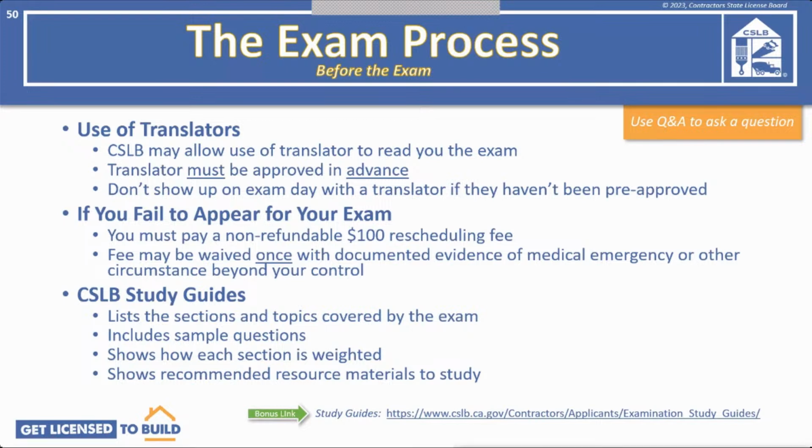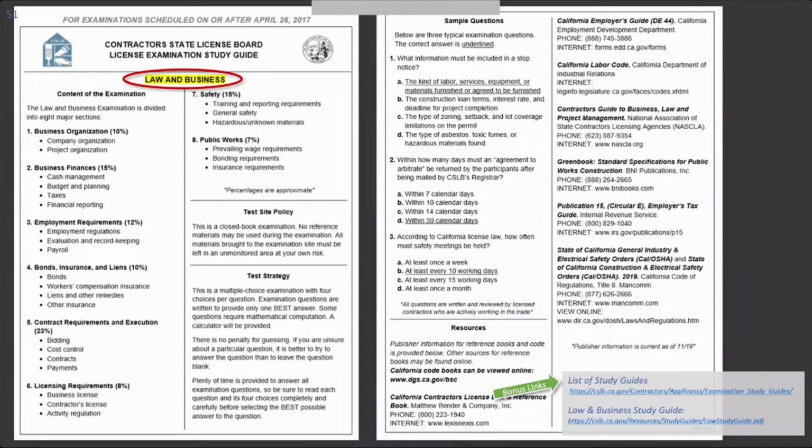Here's a quick look at 2 of those study guides. The first is the Law and Business exam, which all qualifiers must take, no matter which license classification, including the D series limited classes. You can see the guide contains a breakdown of examination topics, some test strategies, sample questions, and resources that were used to help create that exam. You will see the same format on the B General Building Study Guide.